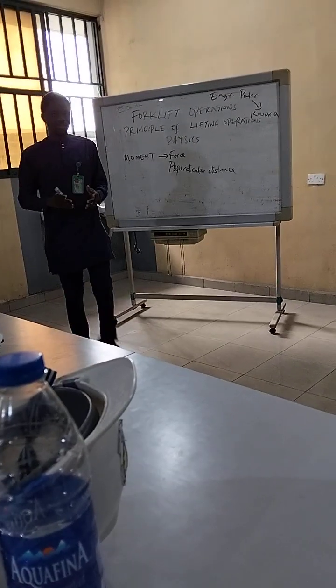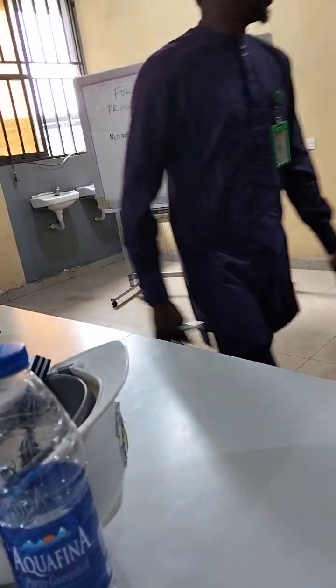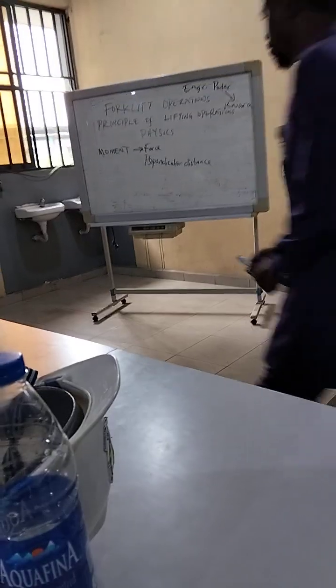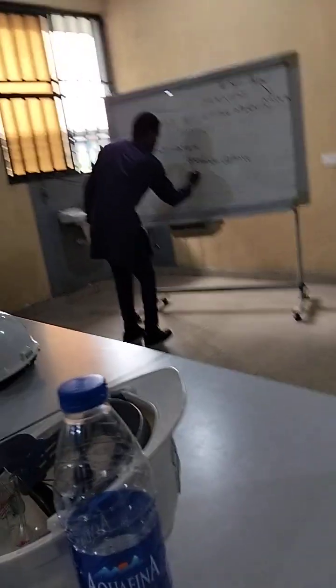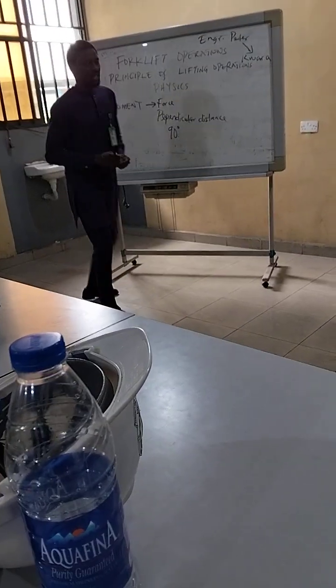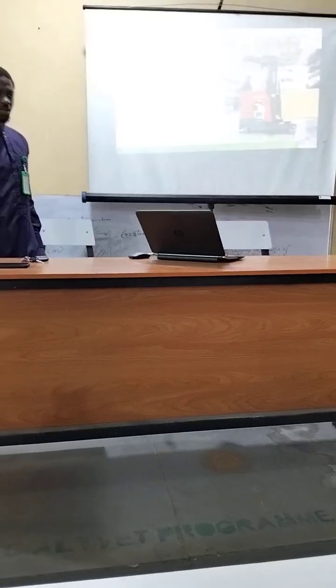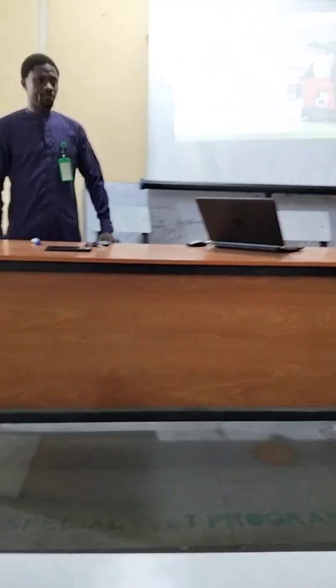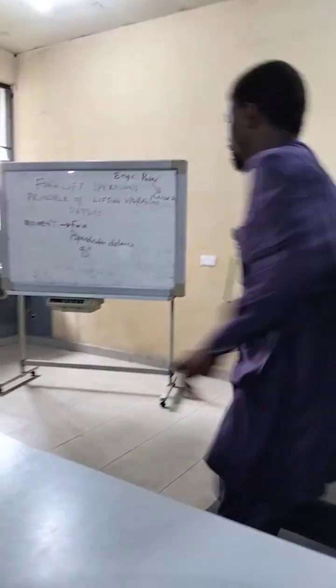Distance. Not just distance, but perpendicular distance. The word perpendicular means 90 degrees. Now, look at this. Look at this and look at this. They are 90 degrees to each other. So that is the word perpendicular. It means that the distance we are talking about is a distance that must be at 90 degrees. So when you multiply force and that distance, we have what we call what? Moment.